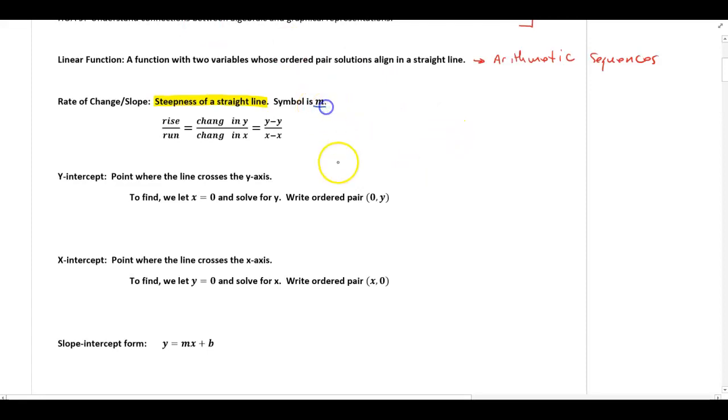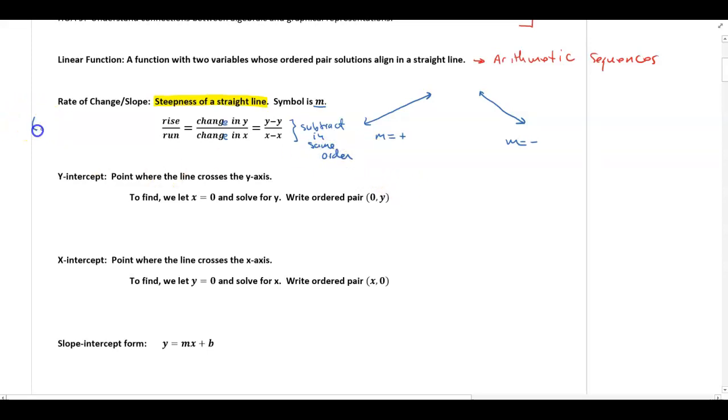Now, the symbol we use for slope is m. Now, remember, if a line is going uphill from left to right, your slope is positive. If your line is going downhill from left to right, it is a negative slope. Now we know rate of change or slope is the rise over the run, which ends up being the change in y over the change in x. So basically you subtract the y's, you subtract the x's, but you must subtract each of them in the same order.